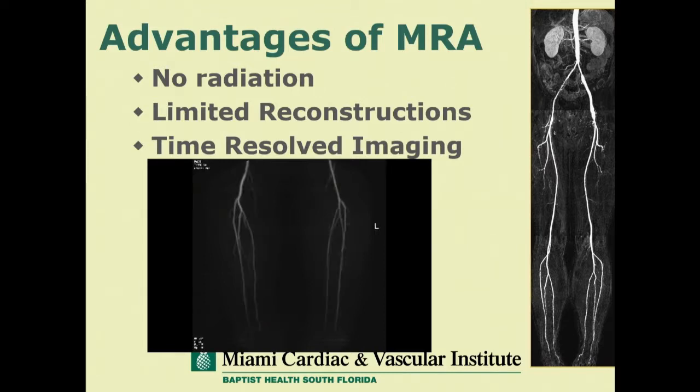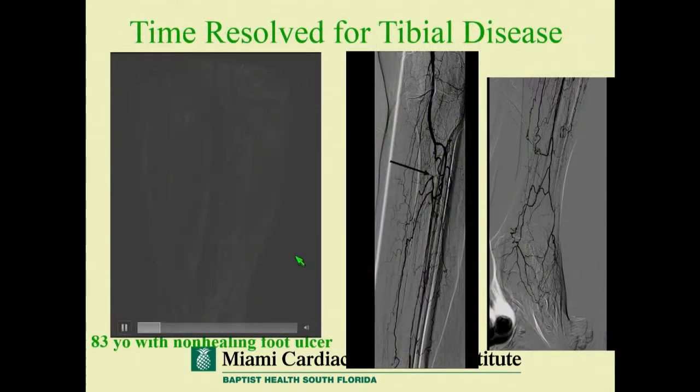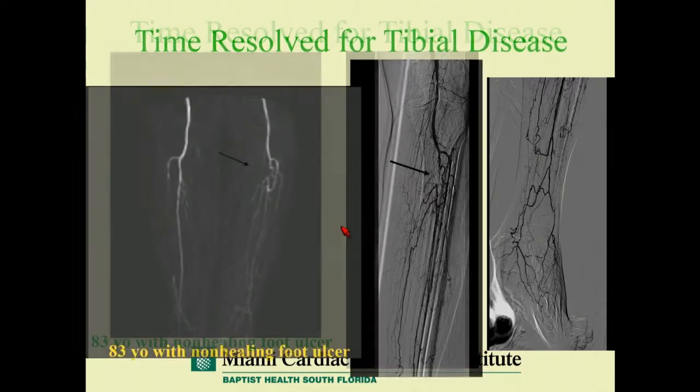What we like to use in these particular patients is MRA with time-resolved imaging, almost 4D type imaging. It allows us to evaluate the flow of these tibial vessels to get an idea how the flow is going and really the status of these vessels. The limitation is it doesn't really tell us information about the calcium in these vessels, but it allows us to then plan our therapy.